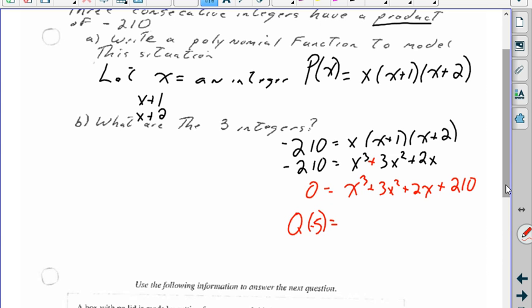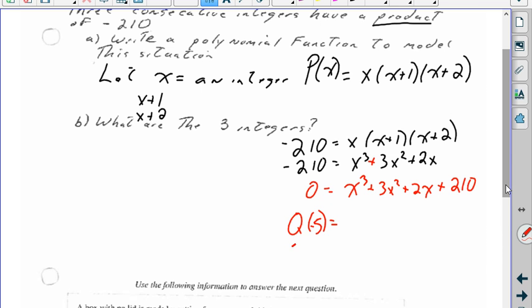Because it can't be -1, -2, -3. That's not going to work. -5, -6, -7 might work. Actually, I know it does. But my question is, does -5 give you 0?